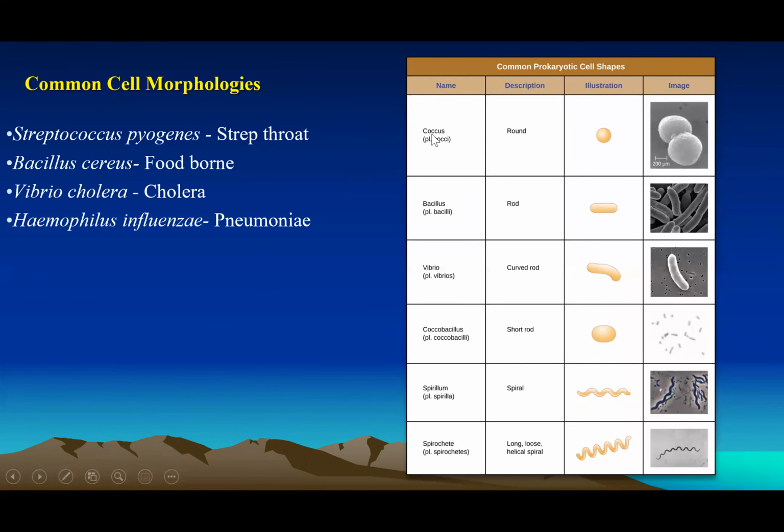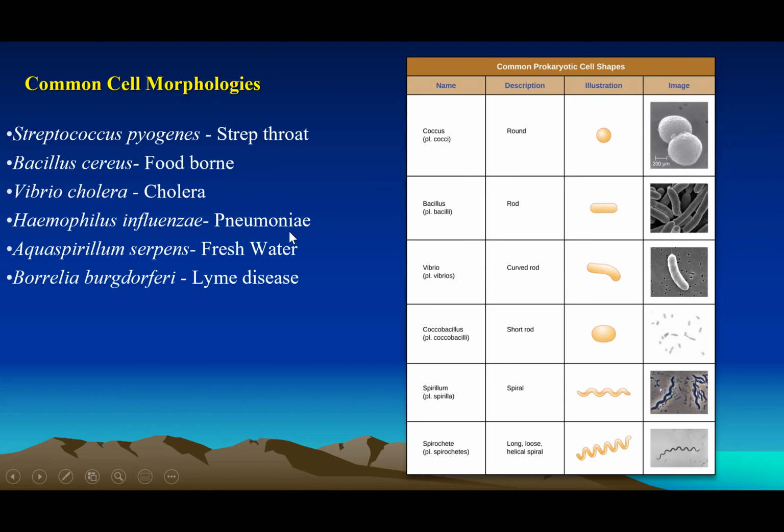We have streptococcus that causes strep throat, bacillus cereus that causes food contamination, vibrio cholerae that causes cholera, Haemophilus influenzae which causes pneumonia, Aquaspirillum serpens. So this is a spiral bacteria that can be found in fresh water. Borrelia causes Lyme disease, which is a spirochete. So there's an example for each one of them here.